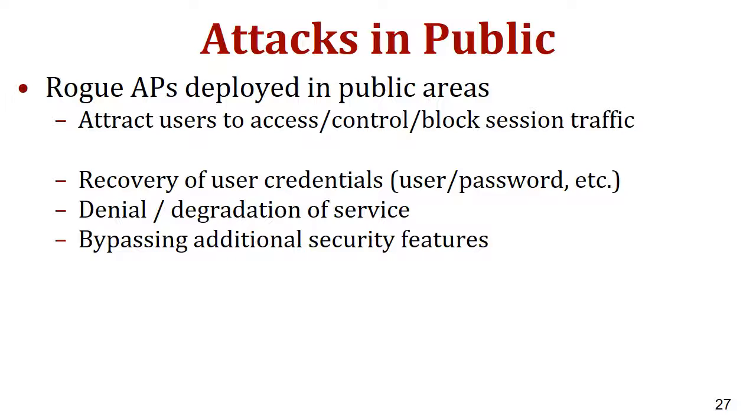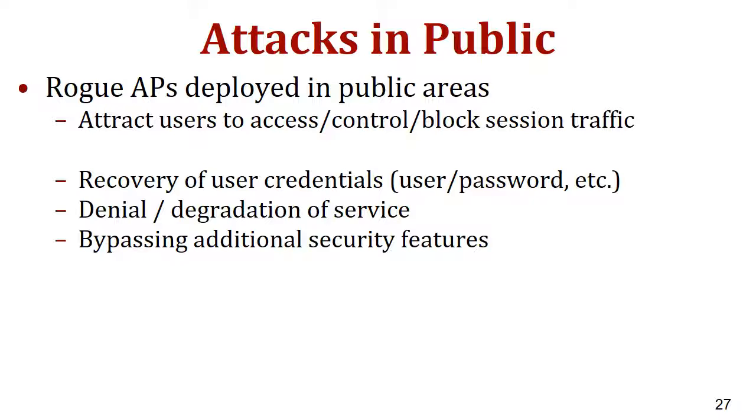Most rogue access point attacks actually happen in public. That's why we usually tell people not to connect to Wi-Fi in public areas. These APs try to attract users to access and control, and even block session traffic. They can recover user credentials once users start using this Wi-Fi. They can also launch denial of service or degradation of services, and bypass additional security features.